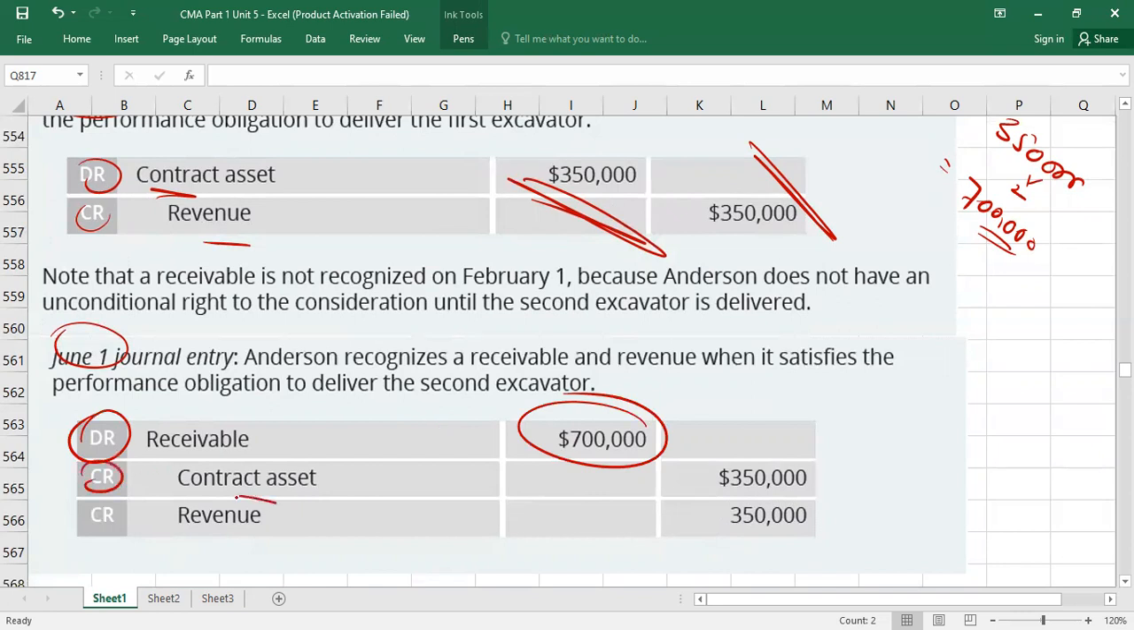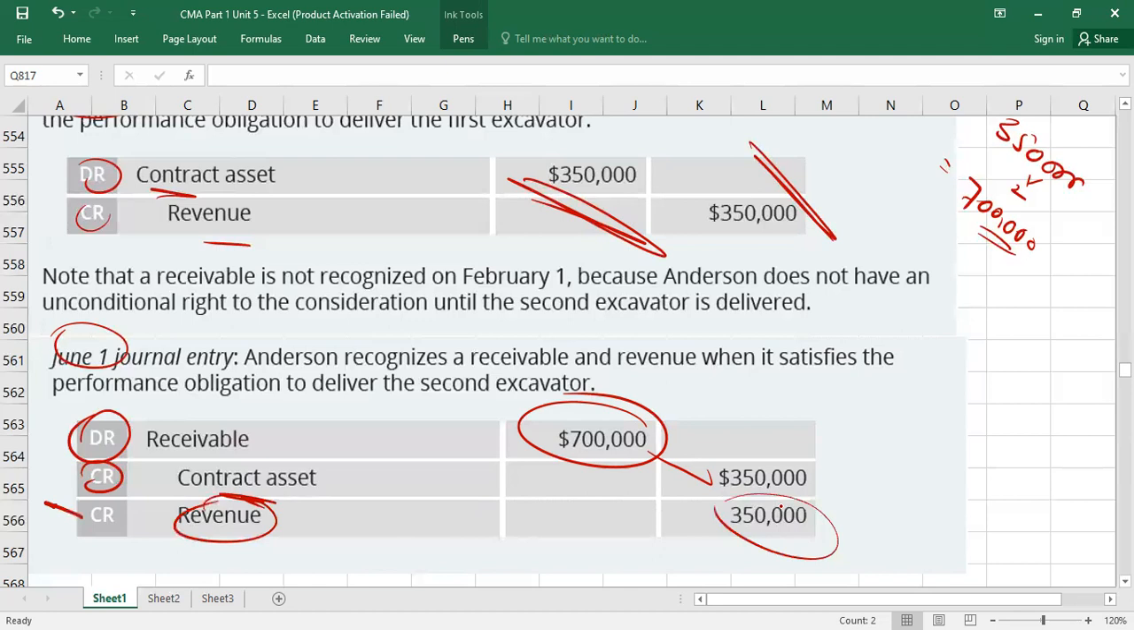And I am crediting what? Contract asset of how much? This 350, which I got from the first entry I booked. And I will credit what? Revenue for 350. Why 350? Because this revenue is for the second excavator.